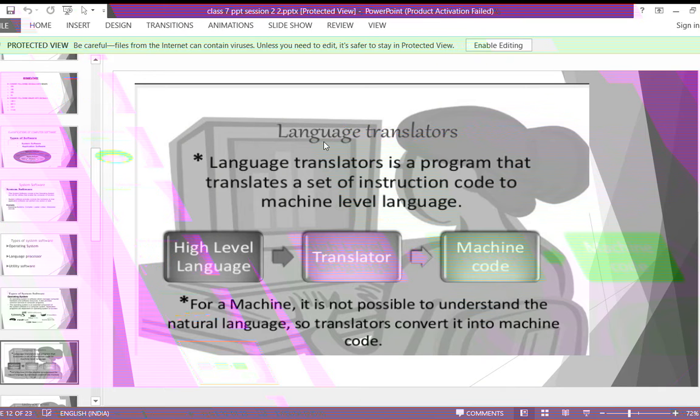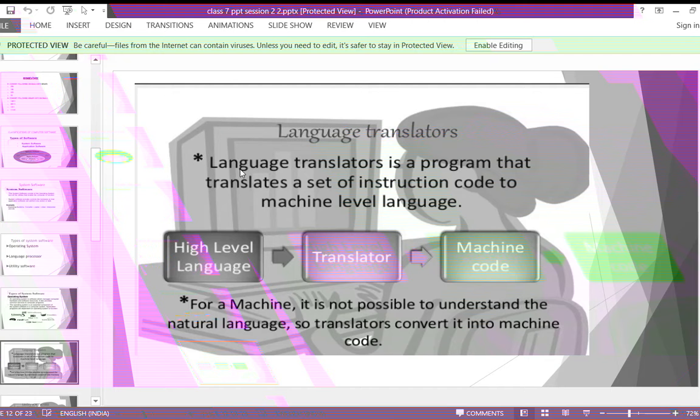So to translate from different languages to machine level language, that process is called language processor or language translator. Language translator will translate the different languages into machine level language. Why does it translate the different languages into machine level language? Because the computer does not understand them. Yes, because the computer understands only the machine level language, which is in the form of binary numbers, that is 0 and 1.